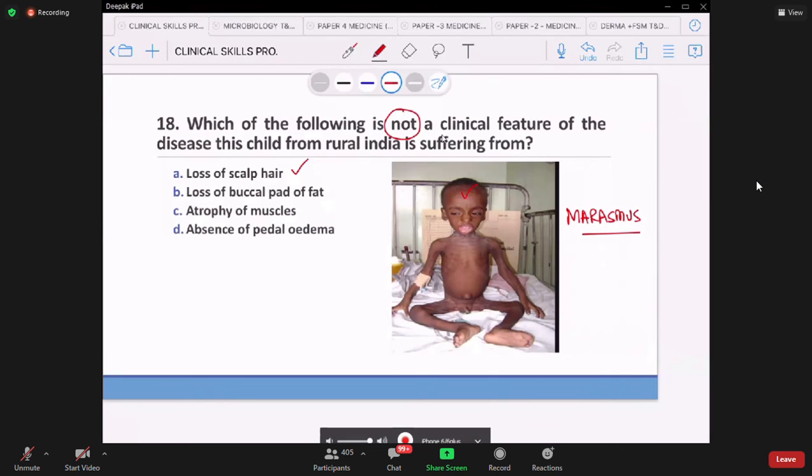Let's read C. Atrophy of muscles: yes, you can see mid-arm circumference is reduced. Absence of pedal edema: definitely yes, because marasmus does not have pedal edema. Kwashiorkor has edema. You are all aware that in marasmus the buccal pad of fat is preserved. And because the buccal pad of fat is preserved in this condition, we usually read about old man appearance as the facial appearance of a patient suffering from marasmus.